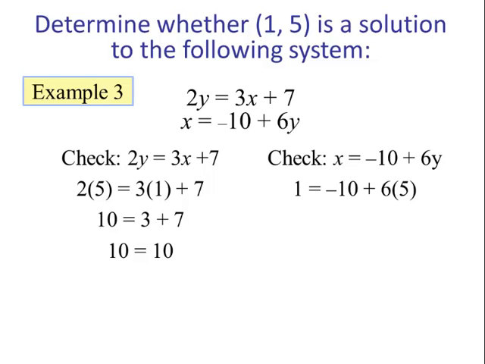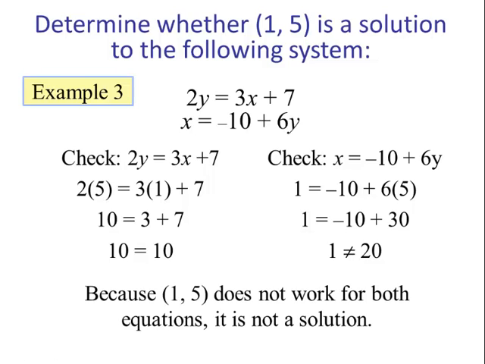We have 1 equals negative 10 plus 6 times our y, which is 5. On the right hand side of the equal sign we have 20, and that does not equal the left hand side, which is 1. Because (1, 5) does not work for both equations, it is not a solution to the system.